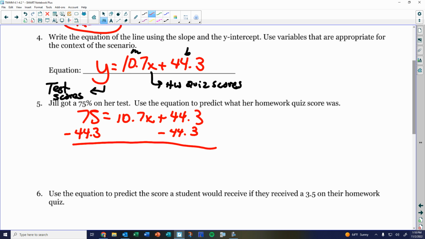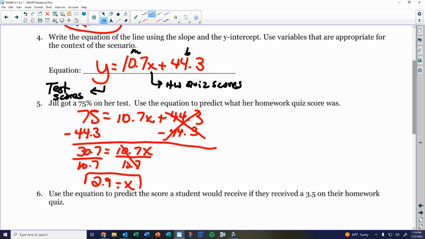Again, because you're subtracting or adding opposites, it's always zero. 75 minus 44.3 is 30.7. Okay, so now I'm down to this. Remember, our goal when we solve an equation is to get the variable all by itself using opposites or inverses. So how can I get the x by itself when it says 10.7x? Divide both sides by 10.7. When I do so, that's 1, leaving me my x. And 30.7 divided by 10.7 comes out to some decimal, 2.869. Since they're either whole numbers or tenths, we're going to round to the nearest tenth, so it's about 2.9. So that would be about your homework score if you got a 75% on the test.